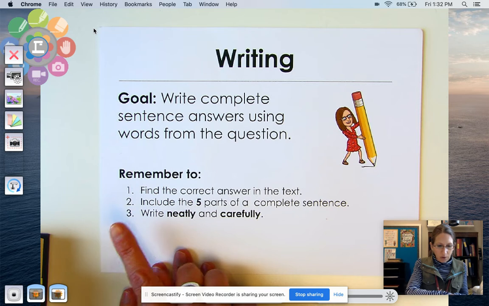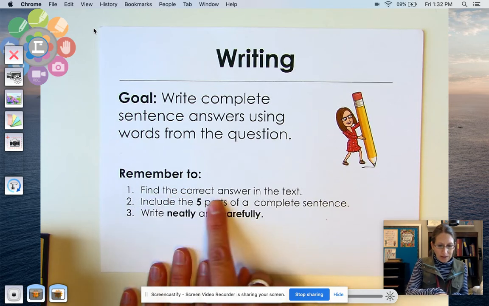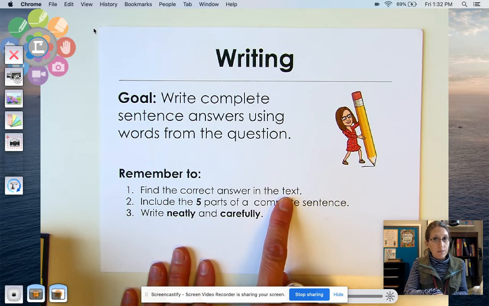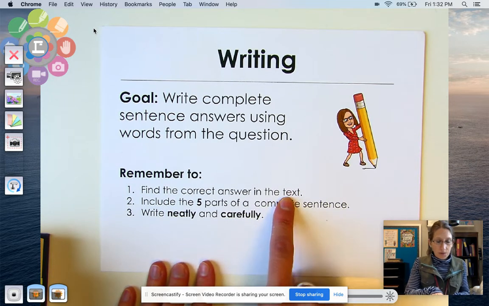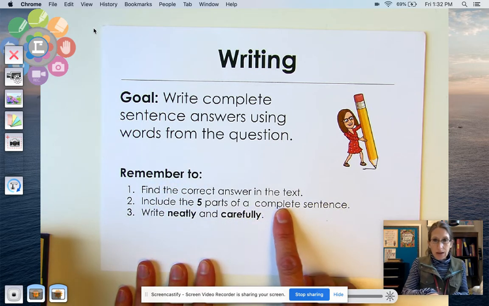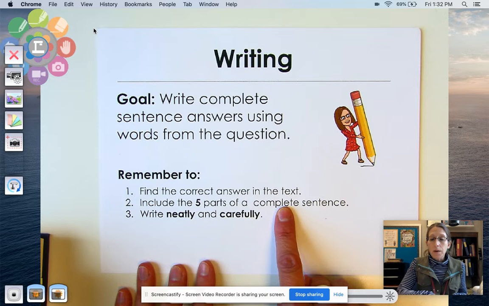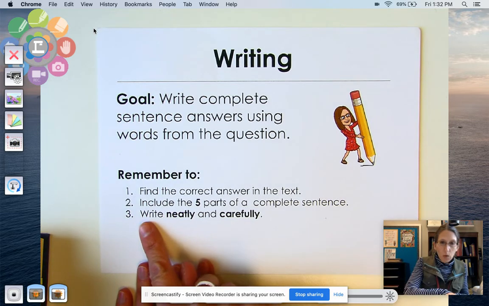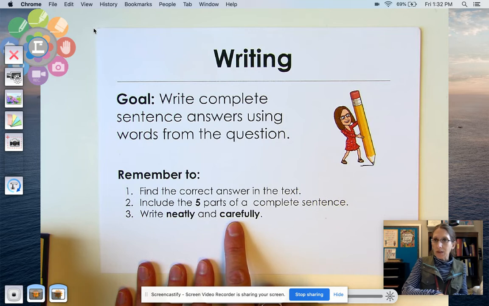Some things to remember. We're going to remember to find the correct answer in the text, finding that text evidence to support our answers. We're also going to remember to include the 5 parts of a sentence: a subject, a verb, that it makes complete sense, that it has a capital letter and an end mark too. And of course, we're going to write neatly and carefully.